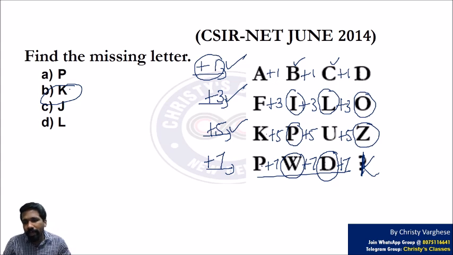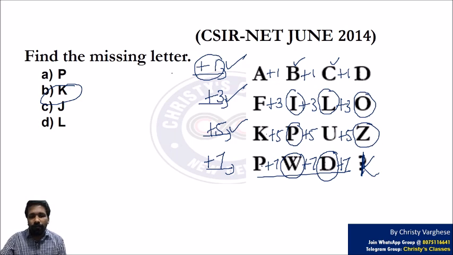Column wise also you may get a similar pattern, but that will give you the same answer only. You are not going to get a different answer. If you are getting a different answer, then the question is wrong. Column wise also you will get the same answer only. So I think this is clear. So the answer is K itself.